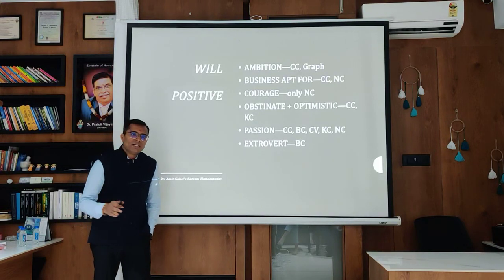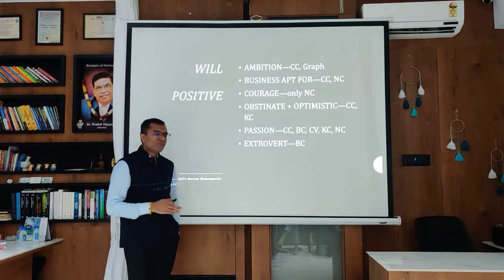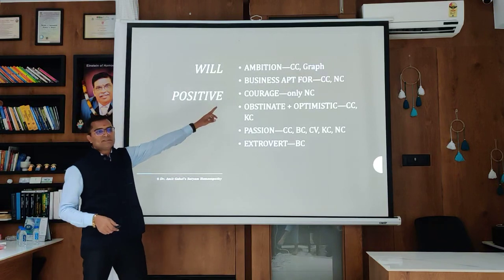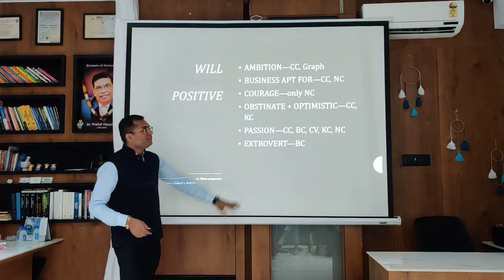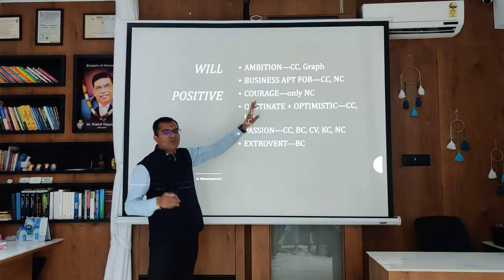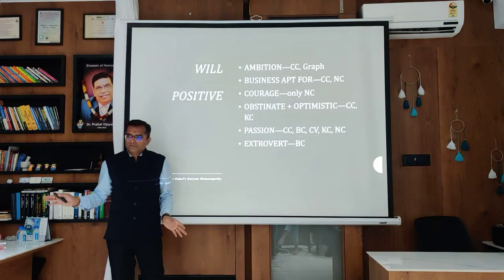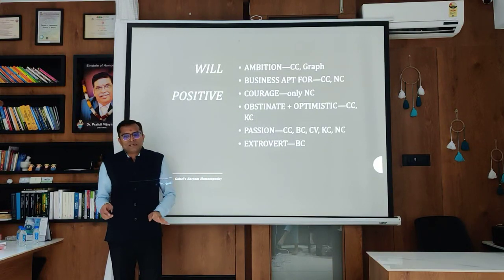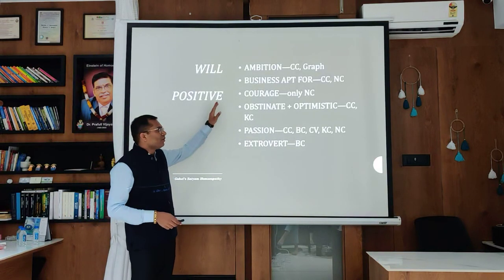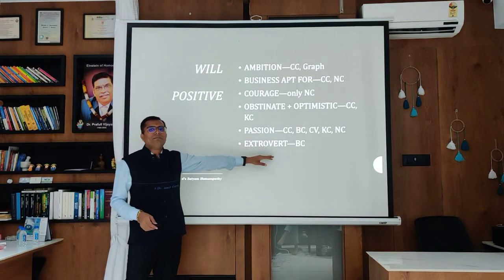So they become either ambitious, business apt, most of them money minded, going into business. The Natrum carb is the only carbon which is very courageous, all the others are cowards. So Natrum carb is a courageous, positive remedy. All carbons are obstinate and optimistic. They have passions and ambitions. All carbons are introverted, but Baryta carb is extroverted.